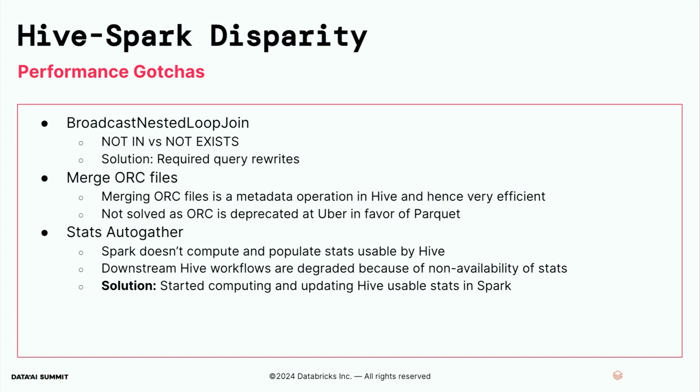Lastly, stats auto-gather. Whenever we migrated a Spark workflow, in some scenarios we saw that the downstream Hive workflows degraded, because Hive relies on table statistics to determine whether to do a map side join or a sort merge join. Because Spark was not computing those statistics, it ended up using sort merge join. So we also had to add support for computing and writing Hive usable stats in Spark, at least for the duration we are using both Spark and Hive on Spark.